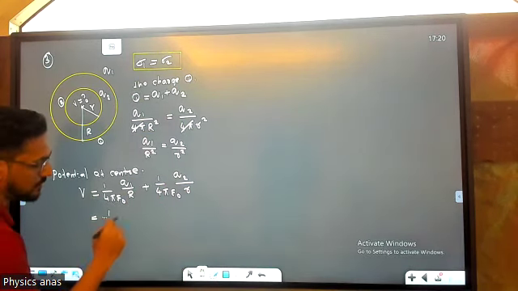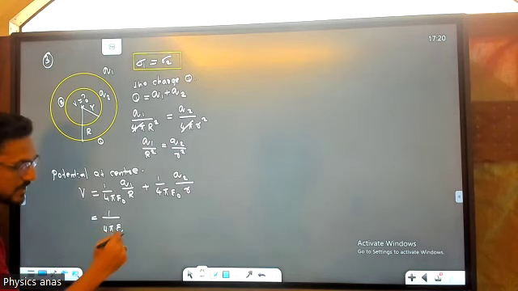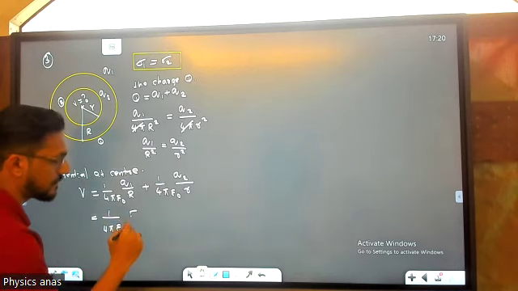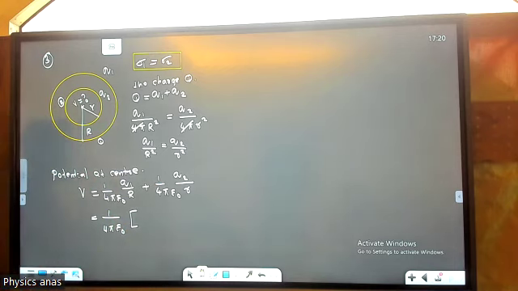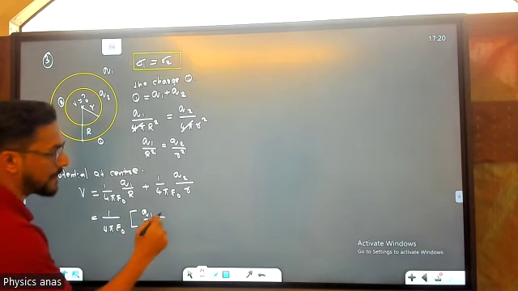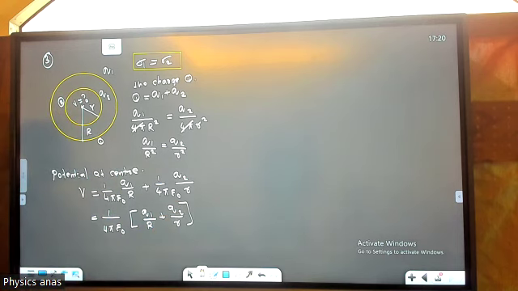How will you be converting this? 1 by 4 pi epsilon naught can be taken out, right? And inside it, there will be Q1 by R plus Q2 by r.